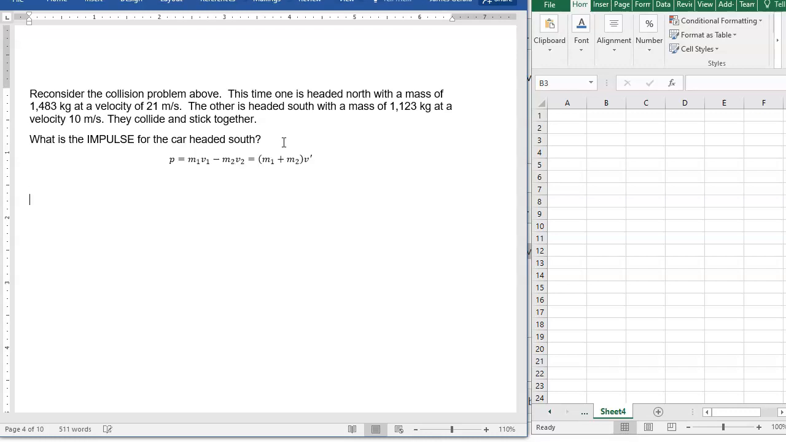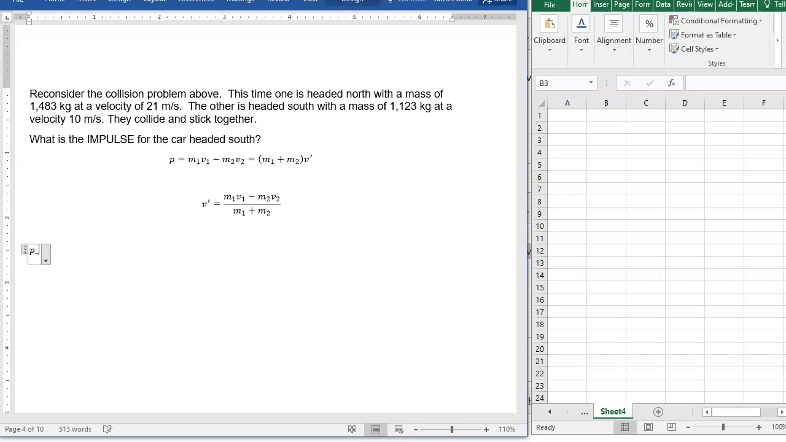I'll just go ahead and solve for V prime. V prime is M1 V1 minus M2 V2 divided by M1 plus M2. So that's V prime. The question though is, what is the change in momentum for the car headed south?